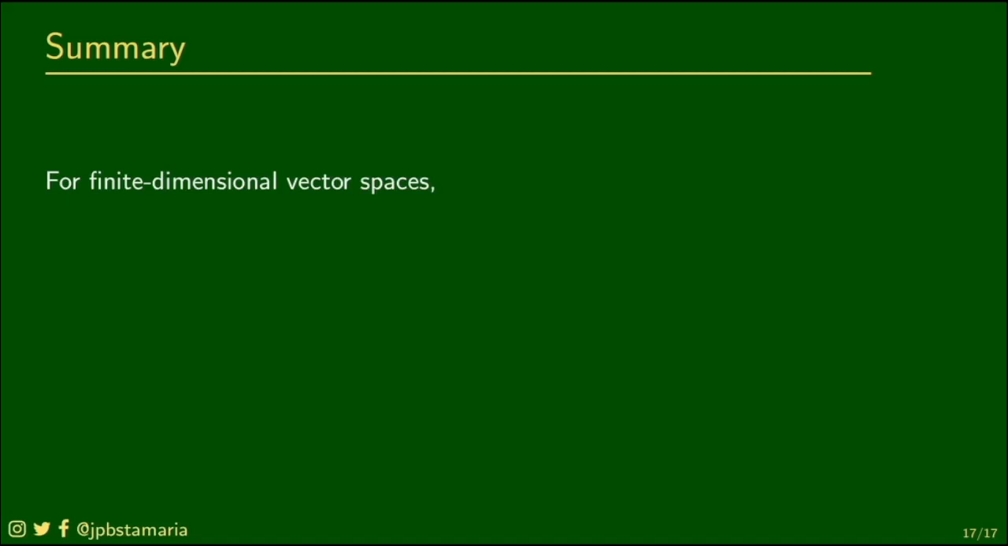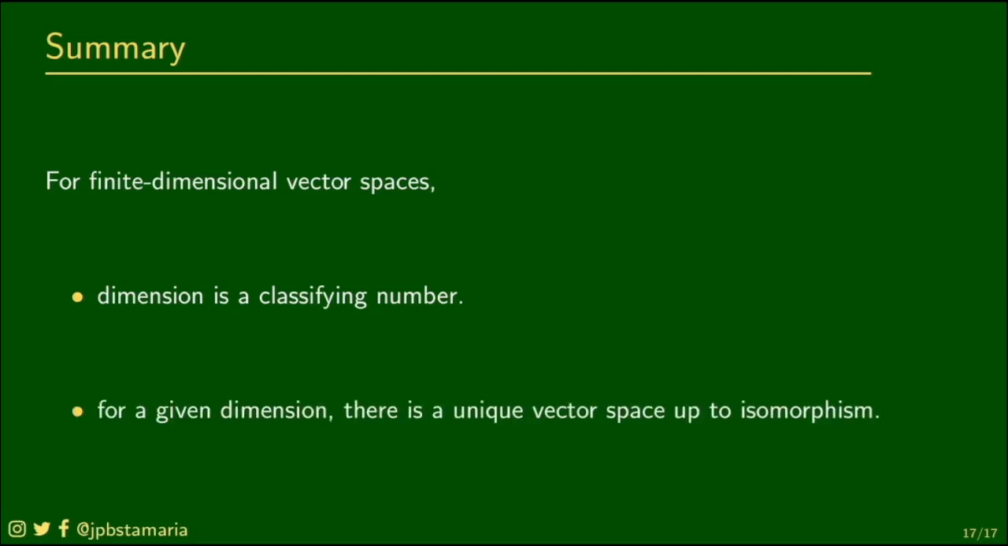In summary, this is what we have learned for this lesson. For finite dimensional vector spaces, dimension is the classifying number, meaning to say, if the dimensions are the same, they are isomorphic. And for a given dimension, there is a unique vector space up to isomorphism, namely Fn. Every vector space whose dimension is n is basically isomorphic to Fn, so essentially the same as Fn.